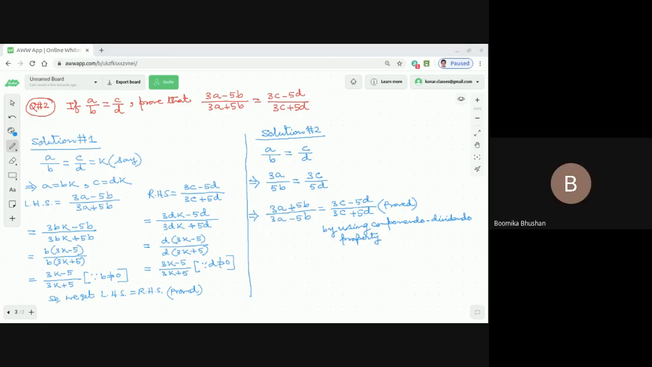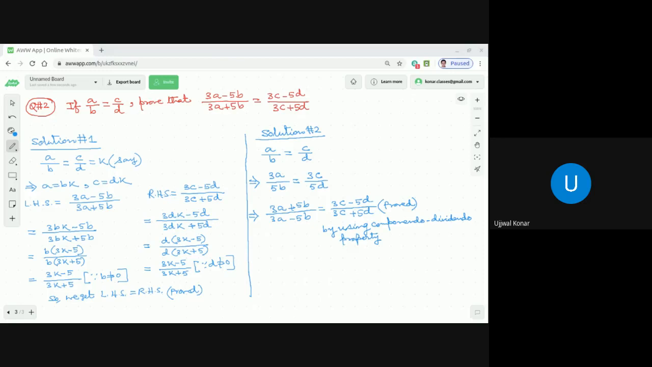Sir, will they give us a choice to use it, or is it our wish to use this property? Will they tell us to use the property, or is it our wish? It is your wish. If we can use the property and we use it, we'll get marks.